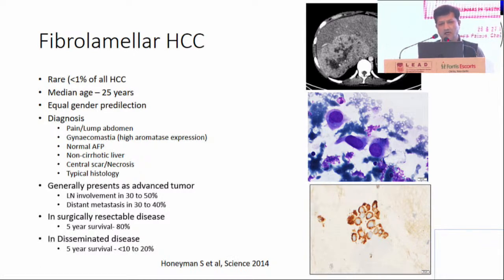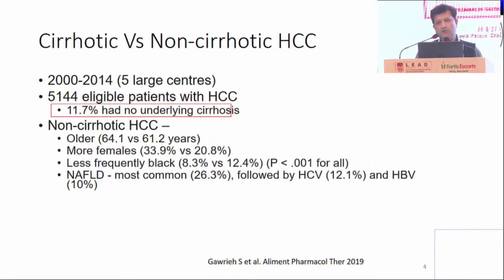As I said, I'll not be talking more on fibrolaminar HCC, but we'll now focus on conventional HCC happening in a non-cirrhotic background. The first question is how common or how frequent it is to have HCC without cirrhosis. I'll show you some data on this. This is one of the largest datasets, five large centers from the US, with 5,000 patients with HCC. Around 12% of them had HCC without underlying cirrhosis.